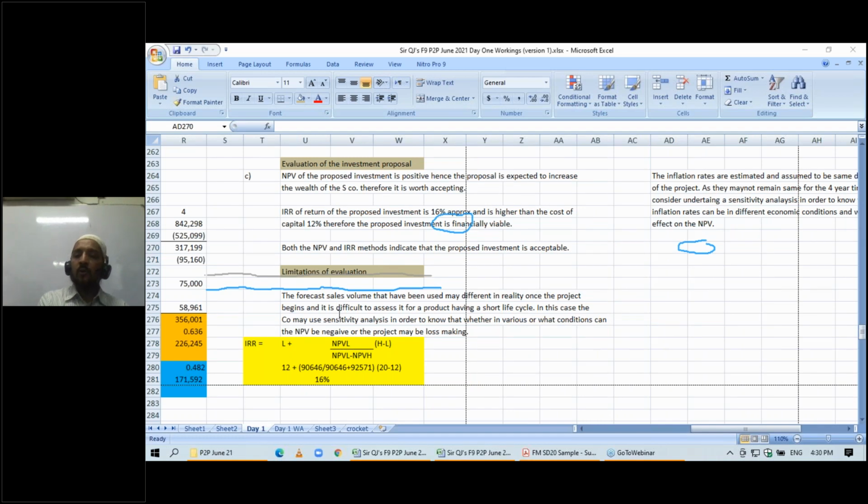We won't calculate until they ask us to calculate, right? So if they ask you to calculate a sensitivity, how much is the sensitivity, what percentage will change the NPV, only then we will calculate it, right? So please don't calculate. They just want to know the limitations. They don't want you to calculate it, right?